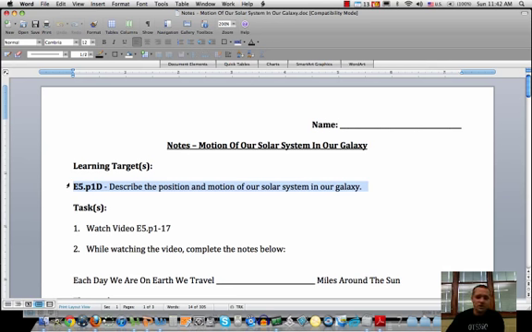If you've already watched the video for E5.p1-16, that was the one that dealt with our position, where we're located with regards to the Milky Way galaxy and how close we are to the central bulge. Now we're going to talk about how quickly we are actually moving, not only here on Earth, but in our solar system and then also in our galaxy. So we're going to talk about speed.